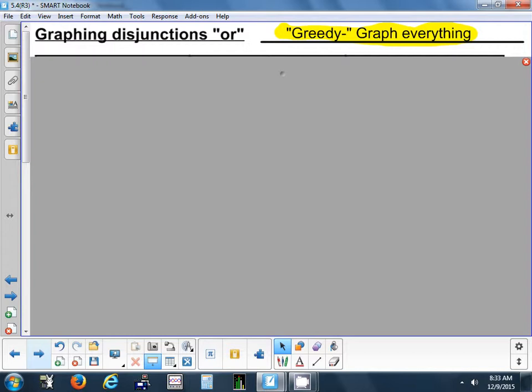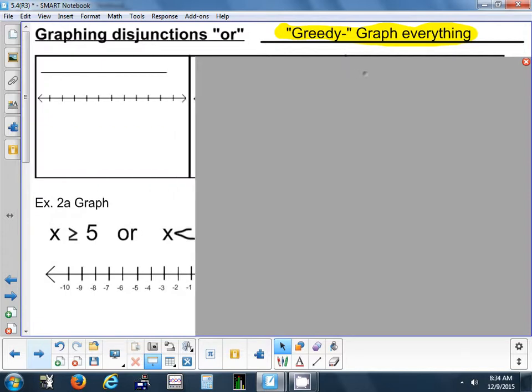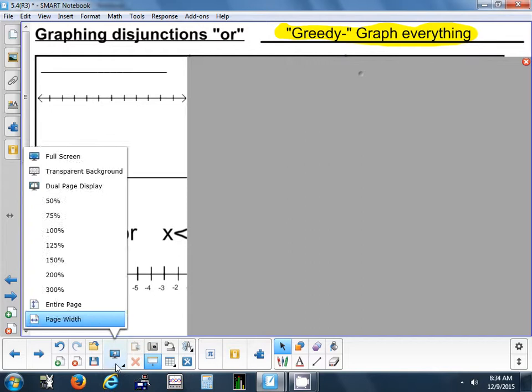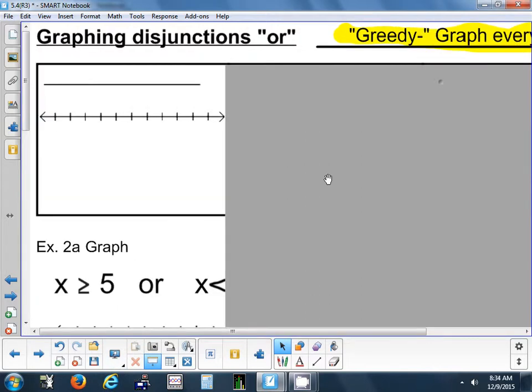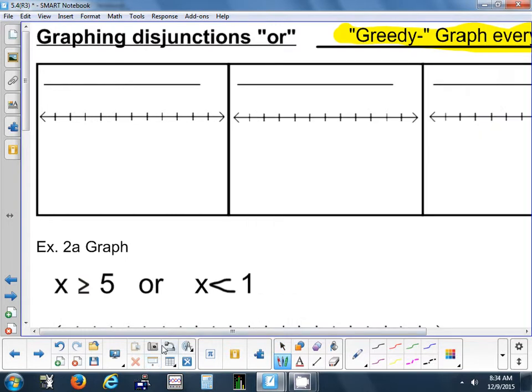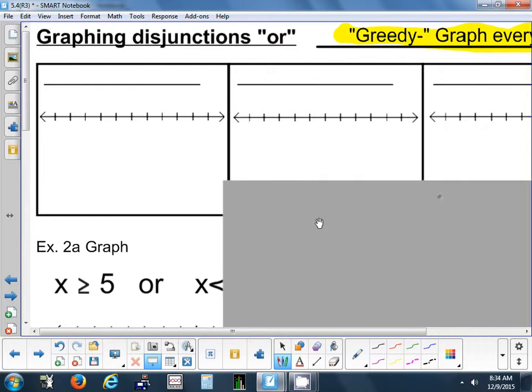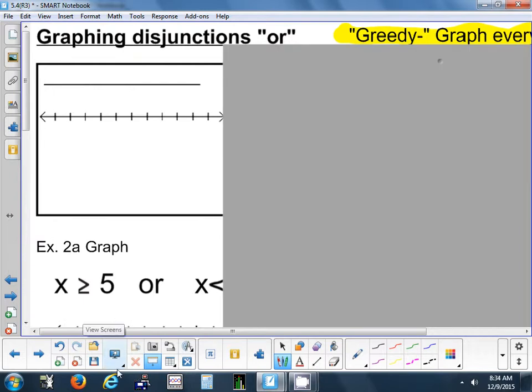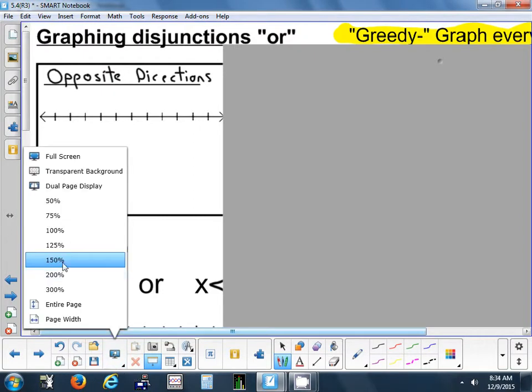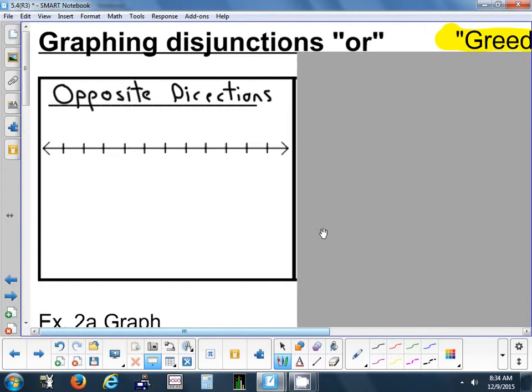All right. So you guys have something that looks like this on your sheet, right? Don't worry about what that says down here yet. So we might have a situation where your inequality signs are pointing in opposite directions. Right? So it might be something like this.